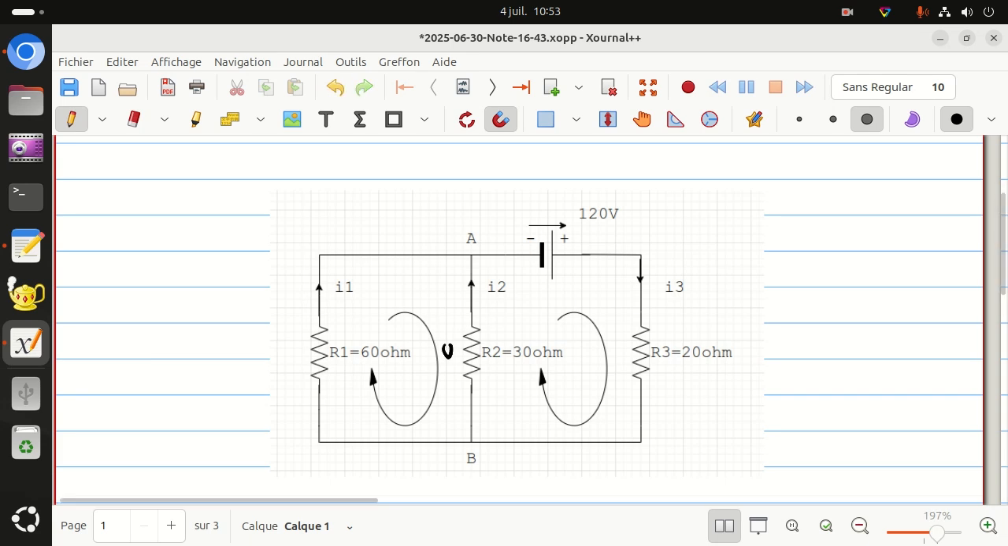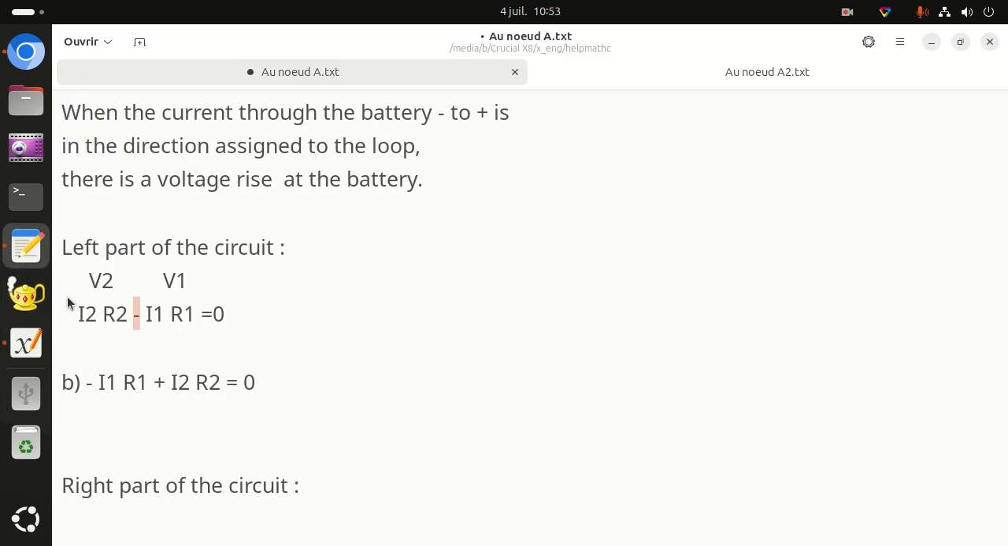With V2, the direction of my loop and the direction of the current is opposite. Also, I must write plus. Alors, this is my second equation. I have only written I1 in first and I2 in second. This is the second equation, the B equation.